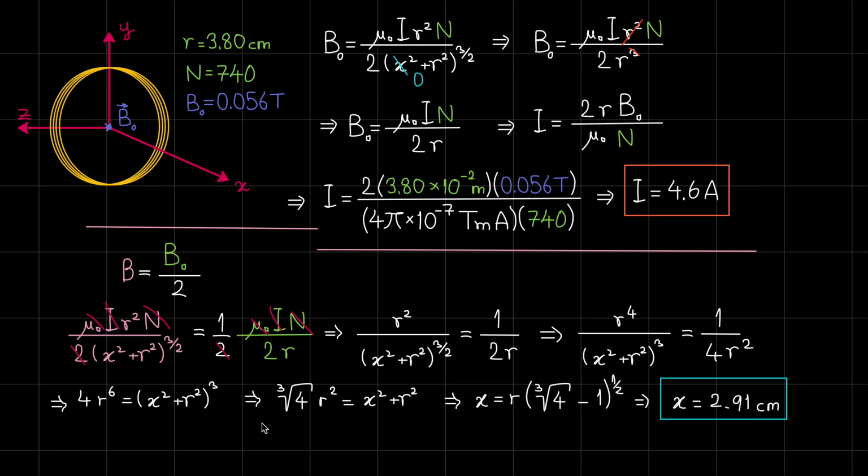And then I took the cube root of both sides to make it look simpler. And I rearranged, I took the square root again to isolate x, basically. And then when I plug in the value for r equals 3.80 centimeters, I get x equals 2.91 centimeters.